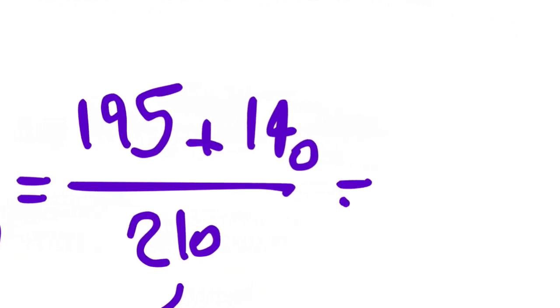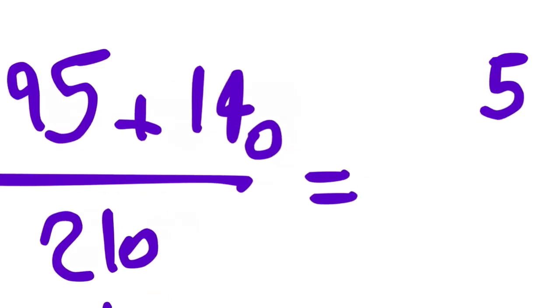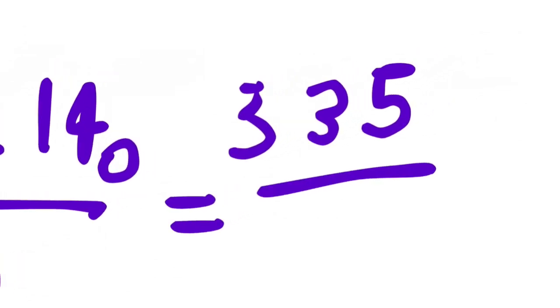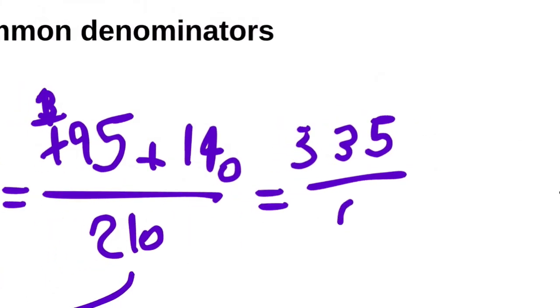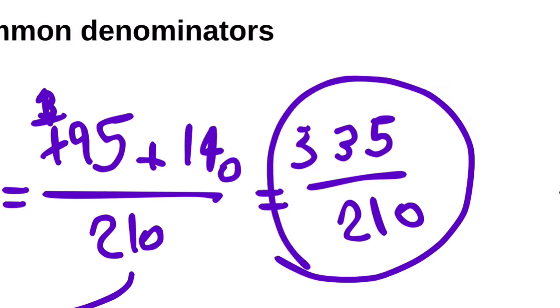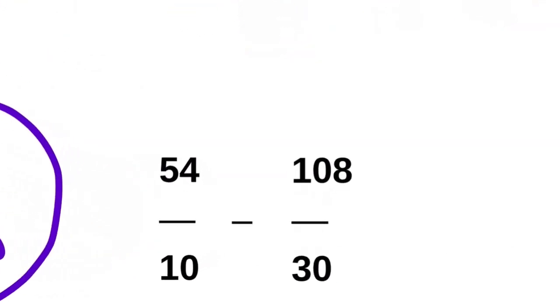So let's add these two. 335. And our denominator stays the same. And this is our answer. Hope you got that. Let's go for the second one.